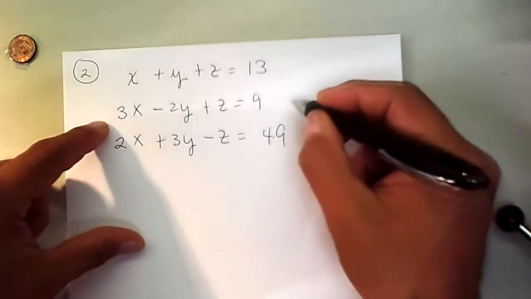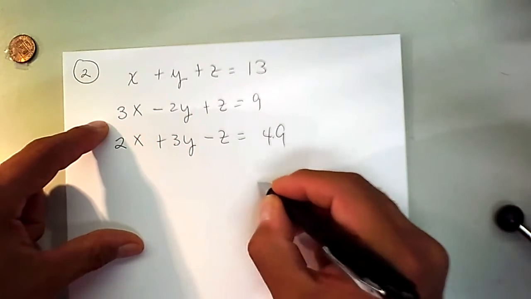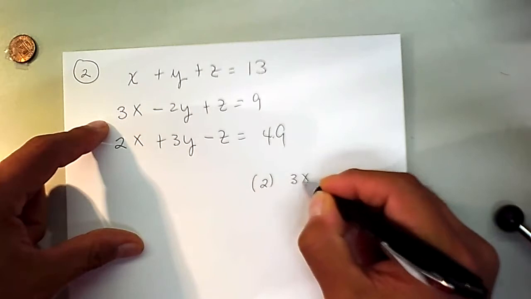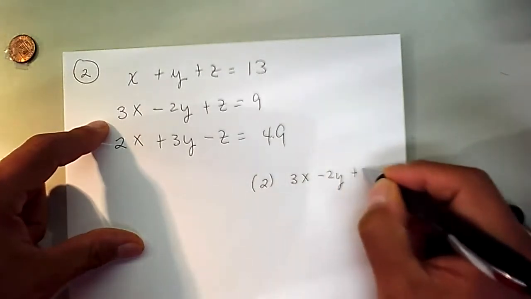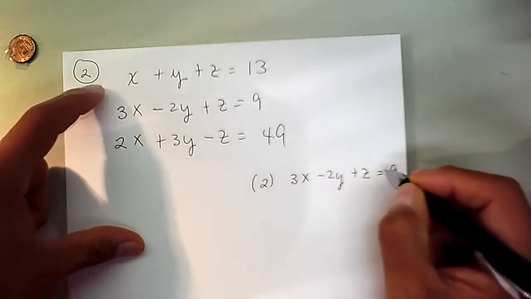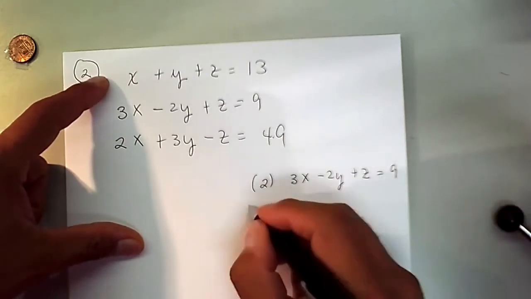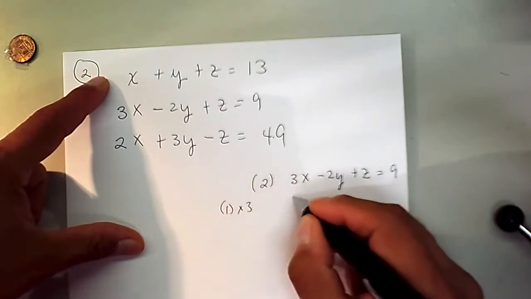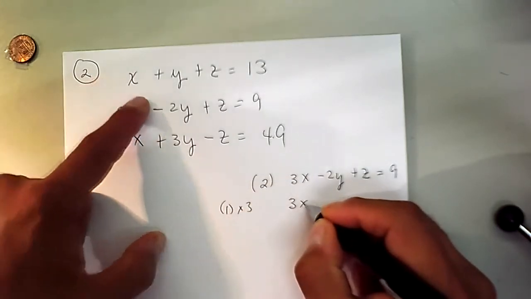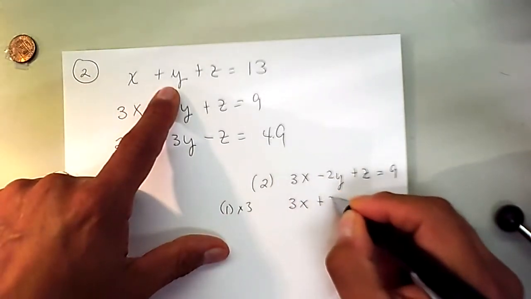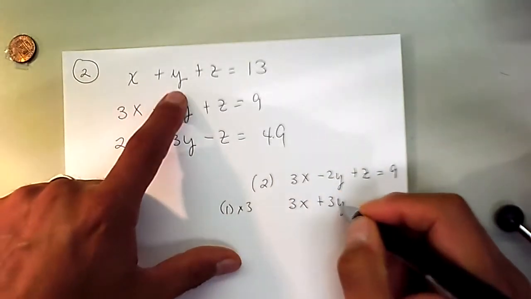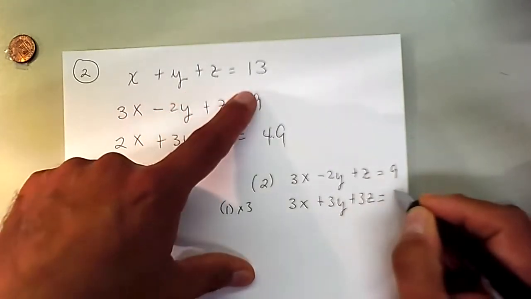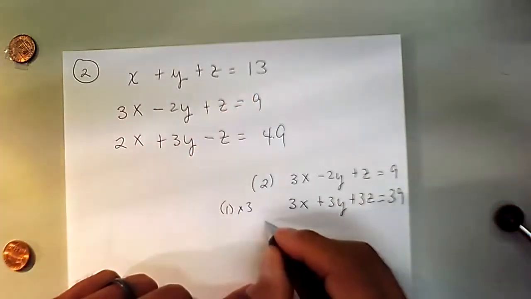So I'm going to copy down the second equation. The second equation will be 3x minus 2y plus z equals 9. And then we're going to multiply the first equation times 3. First equation times 3, and that's going to give us 3x plus 3y plus 3z equals 39. And we're going to subtract the 2.